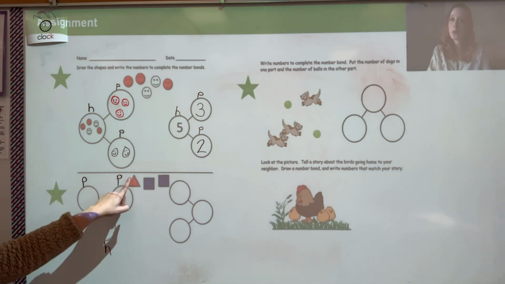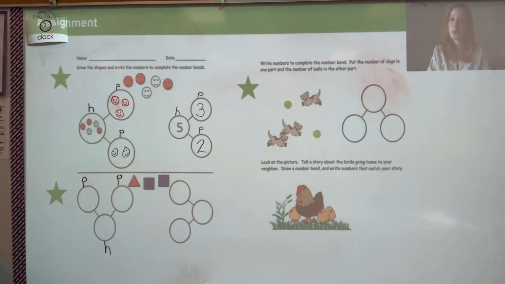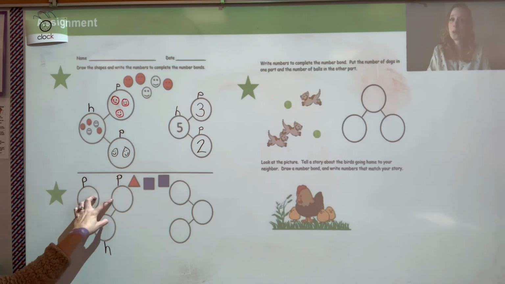Well, it looks like I have 3 pictures here. Where am I going to draw these 3 pictures that they have for me? I figured out my whole and my 2 parts. Now I need to figure out where to put the pictures. Raise your hand if you know. Where do we put these pictures? Smriti, do you know where to put the 3 pictures?